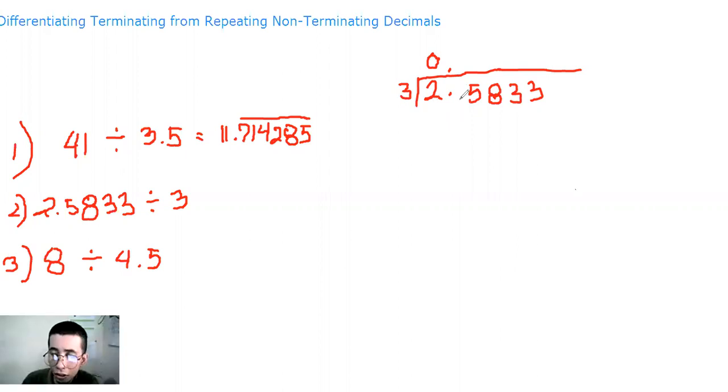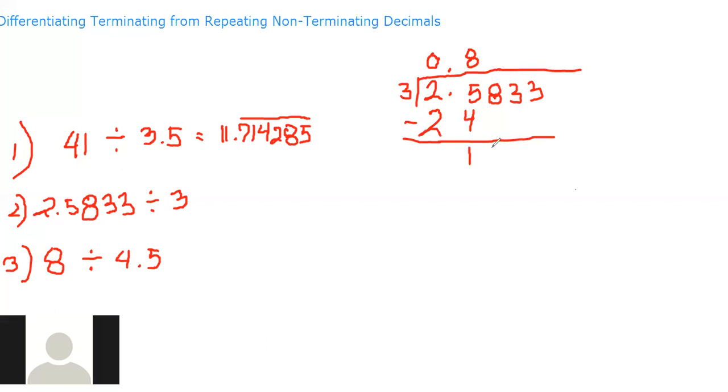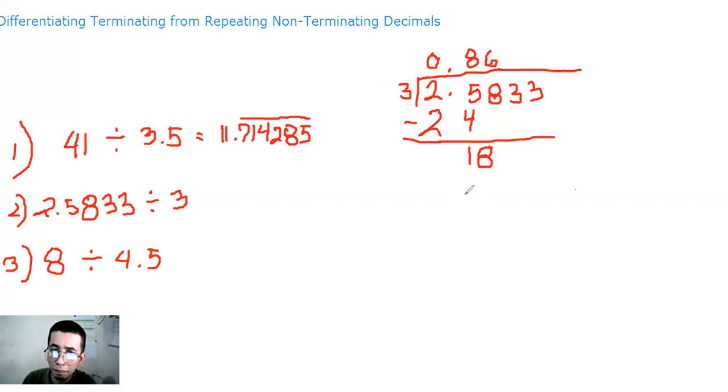How many 3 there? 7, 7. Baka 8. Pwede siguro sa 8 pa, diba? 8 times 3, that is 24. So, pwede pa siya sa 8, 24. So, minus natin, 25 minus 24, that is 1. So, we're going to bring down 8. So, 18 divided by 3. So, what is 18 divided by 3? 6. 6 times 3, what is 6 times 3? 18 pala. So, subtract natin 0. 0 ang sagot.